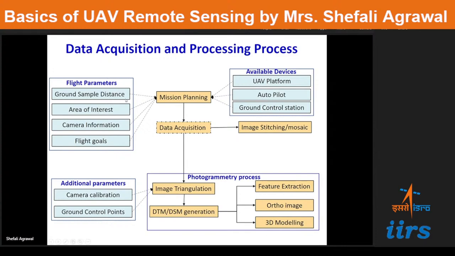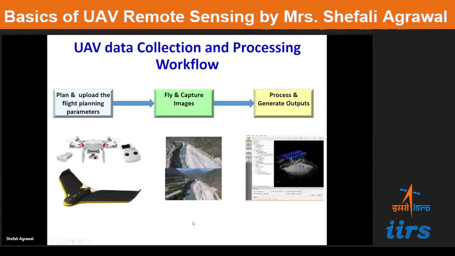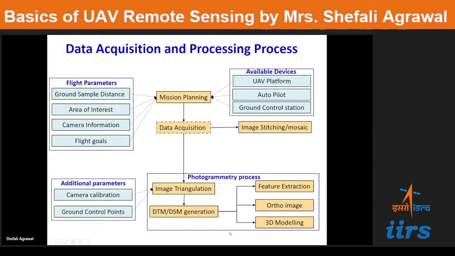Then besides these flight parameters, then you fly. Then if you have a calibrated camera, it's okay. If it's not calibrated, then you need to do a camera calibration. Then using GCPs together, you can do a photogrammetric processing to extract 3D information, that is height information extraction can be done, or you can generate an ortho image, and that ortho image can be used for any kind of feature extraction, extracting any important features which you see.